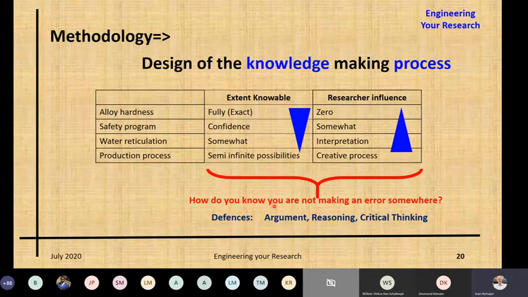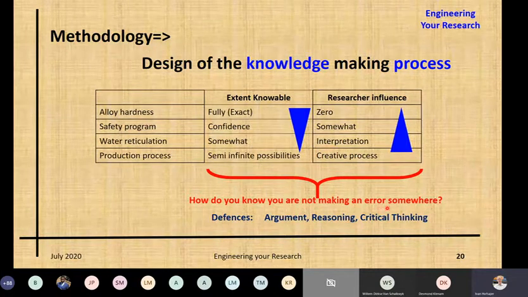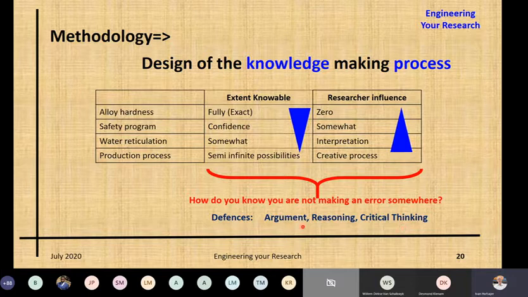If you think you are not making an error, then probably you are not dealing with research. Because research is about finding that knowledge and eliminating error. And if you don't consider error, it means you're not dealing with research. The defenses against our error are argument, reasoning, and critical thinking. Now, we're not talking about that this afternoon, but argument, reasoning, and critical thinking are the tools we have to avoid that error, and they are huge, and we need to understand them completely. Okay, but we're not talking about them today.